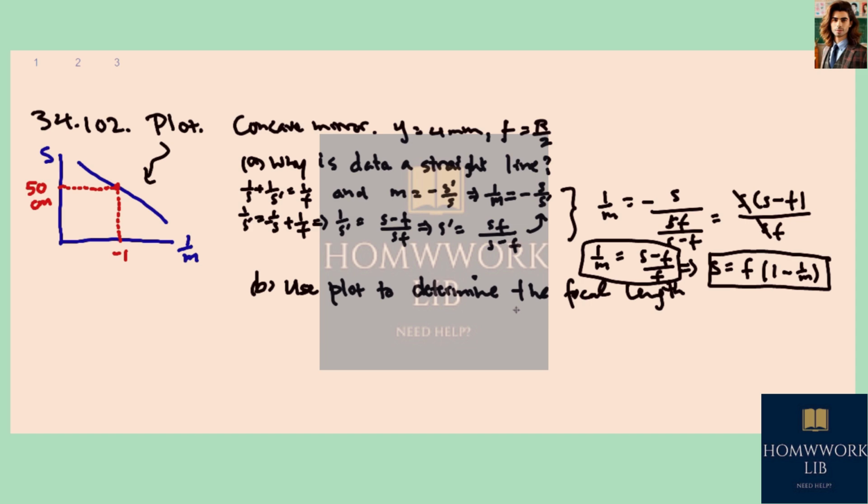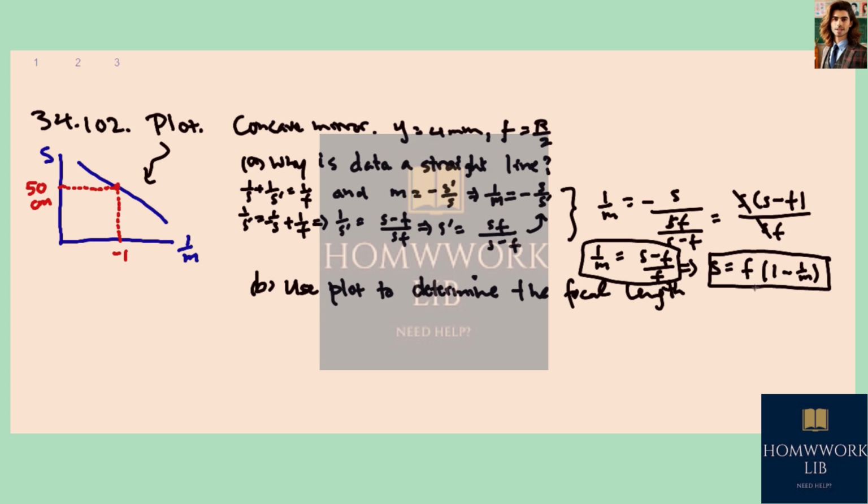And now we have to use this plot to determine the focal length. So I have picked out this one point here because it seemed the clearest point to me on the plot, because this horizontal axis was easy to read, and it seemed fairly easy to deduce that this corresponds to 50 centimeters. But you can use any other point if it's obvious to you what those points are.